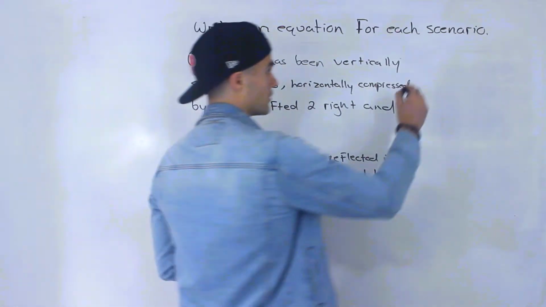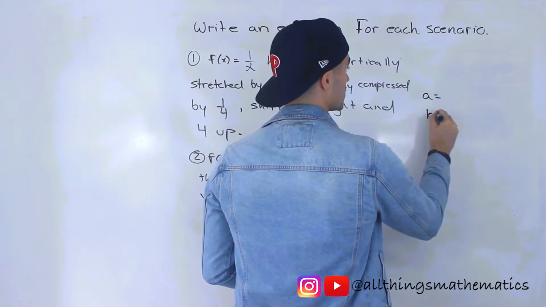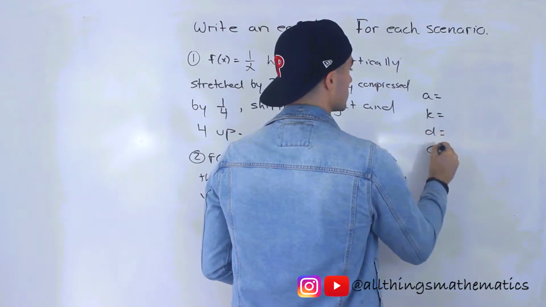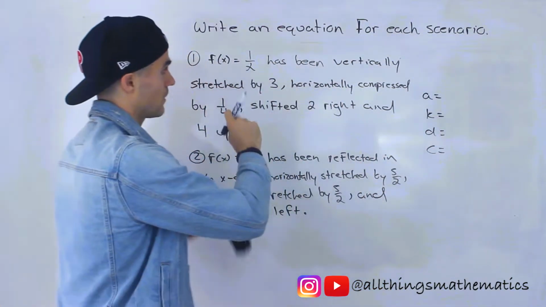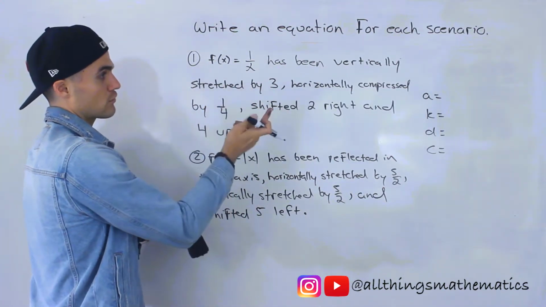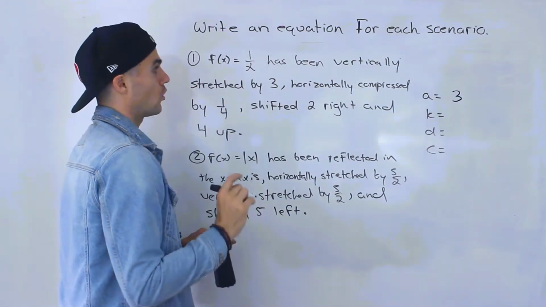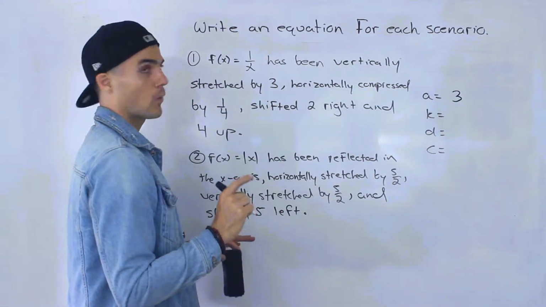So, like I did in the previous video, the first thing I like to do is get the transformation values. And so I'll go through each transformation individually. So vertically stretched by 3. We know that that's the a value. That's going to be 3. Horizontally compressed by 1 over 4.